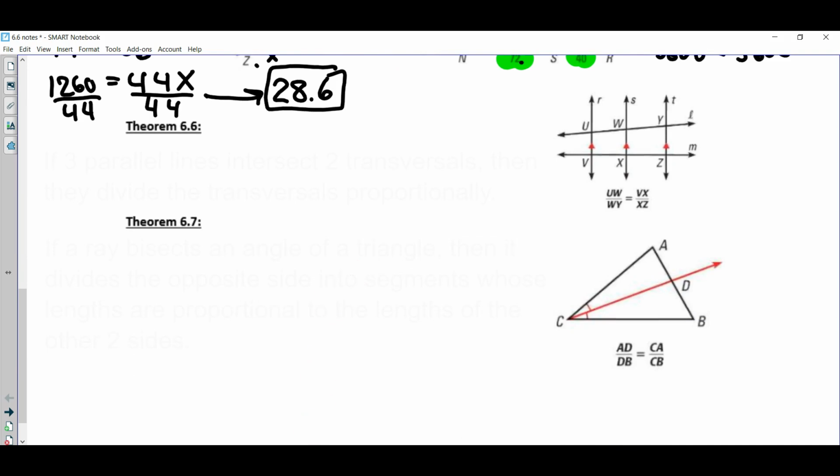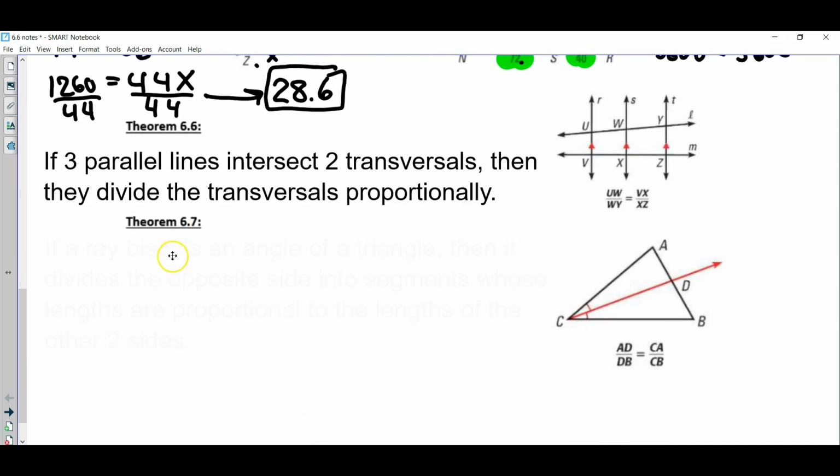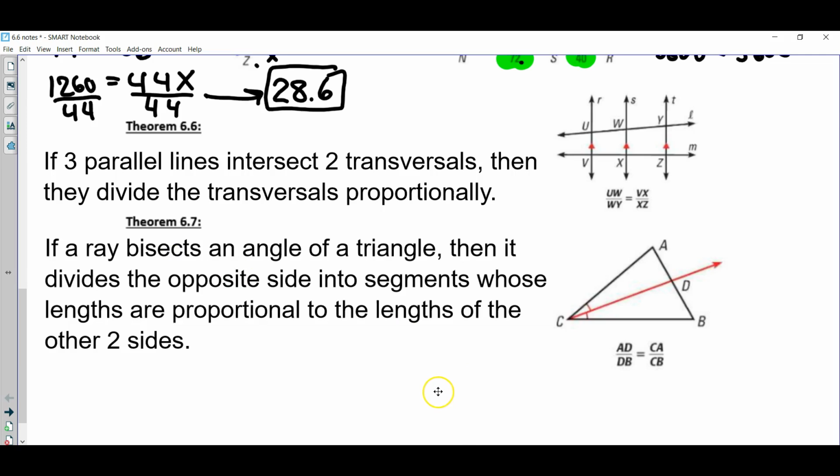Moving on to the last part of this lesson, here are the last two theorems involving proportionality. So the very first one, there's something I'd like you to add here. It says if 3, and then I want you to add "or more," because there could be more possibly in problems. 3 or more parallel lines intersect two transversals, then they divide the transversals proportionally.